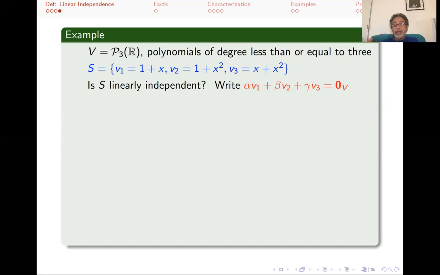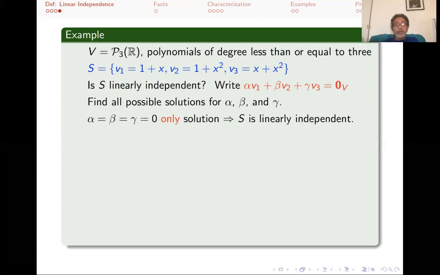I will always succeed if I pick alpha to be 0, beta to be 0, and gamma to be 0. But that's, again, cheating. If I can find some other set of scalars to make that linear combination equal to the 0, then I've got a linearly dependent set. If the only way to make this true is to have alpha, beta, and gamma be the number 0, then I know that it's linearly independent. So I'm going to find all possible solutions for alpha, beta, and gamma. If alpha equals beta equals gamma equals 0 is the only solution, then it's linearly independent. I write alpha v1 plus beta v2 plus gamma v3: alpha times (1 plus x), beta times (1 plus x squared), and gamma times (x plus x squared).